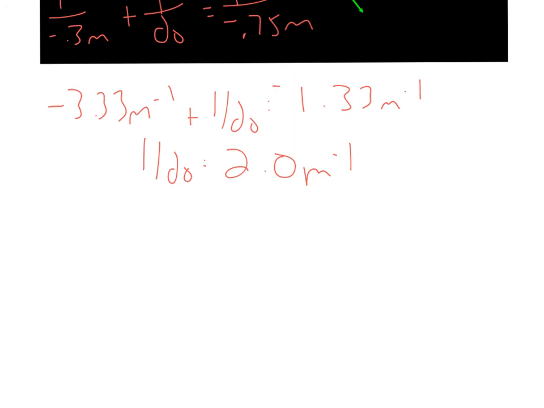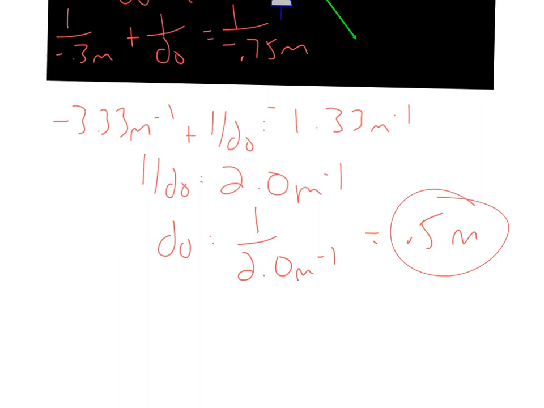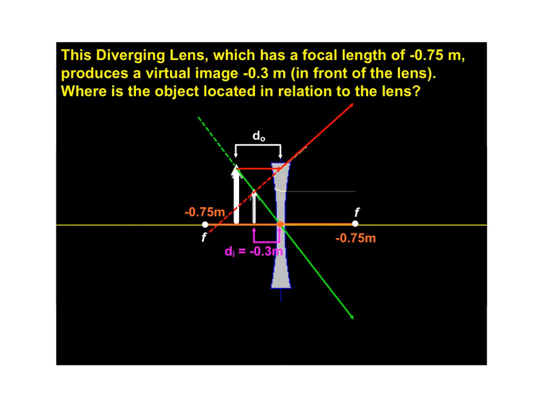From there, we just take the reciprocal of both sides, and we get DO is 1 over 2.0 inverse meters, which is equivalent to 0.5 meters. So now for this we have an object distance, a DO of 0.5 meters. If we go back, that should make sense because all object distances need to be positive. So our object over here, if we look at it, is placed 0.5 meters from the lens.